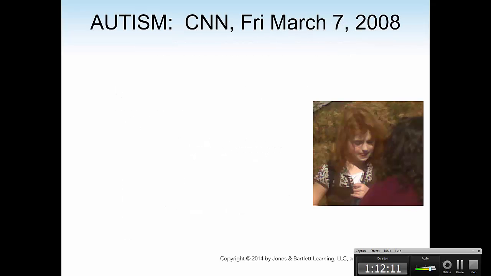Now this is from CNN in 2008, but this didn't stop people from believing that giving children vaccines was going to cause autistic spectrum disorders, okay? Because there are more and more cases being diagnosed of autism, right? The cases are increasing over time. People want to know why. They want to know why now. And somebody said, yeah, vaccines.